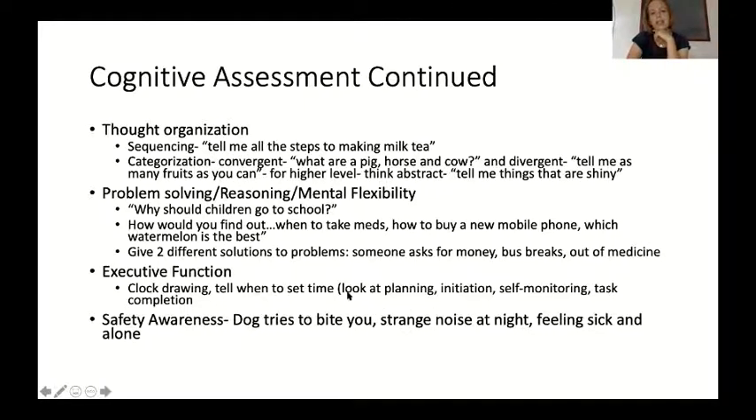Executive function, the clock drawing one is a typical task we do for right hemisphere patients. You'll be really seeing a lot more right hemisphere stroke patients, I should say. You'll be drawing a clock and you'll usually see a lot of left visual neglect. So all the numbers will be crowded onto the right side of the clock, but to them, they'll look normal.